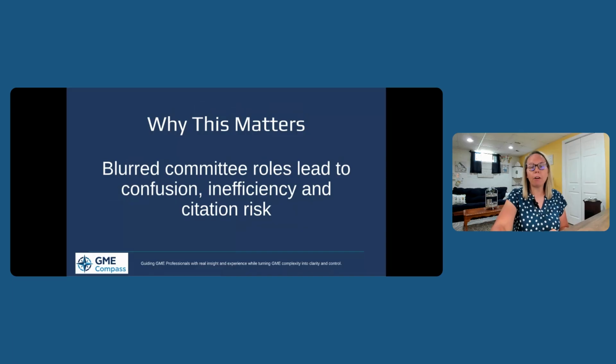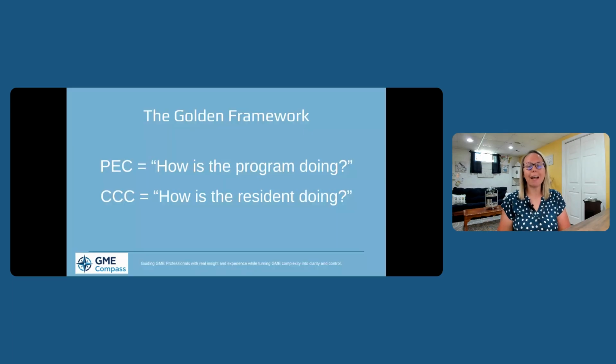And why does this matter operationally? Because blurred committee roles create confusion, inefficiency, poor documentation, incomplete reviews, weak action planning, and increased citation risks. In fact, this is probably one of the most common operational gaps that we see across programs. Sometimes the meetings are happening, but the structure happening behind them and the infrastructure that builds those committees is weak. And ACGME reviewers can identify that extremely quickly.